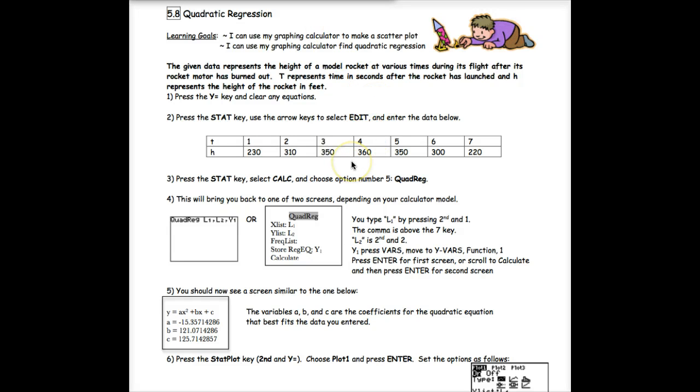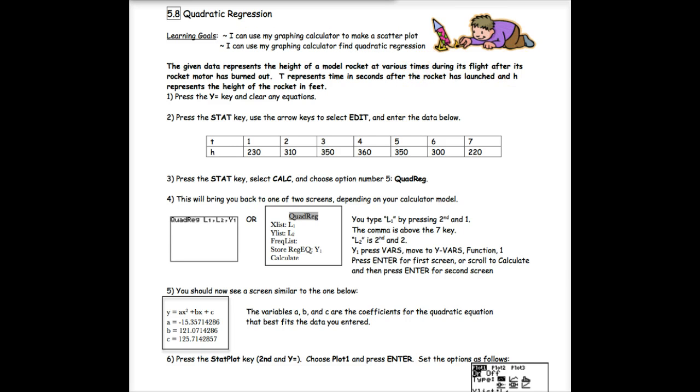Right, so we've talked about linear regression for a couple of days, and today we are going to talk about quadratic regression. So two learning goals: we want to be able to use our graphing calculator to make an actual scatter plot, and we want to be able to use it to find quadratic regression.